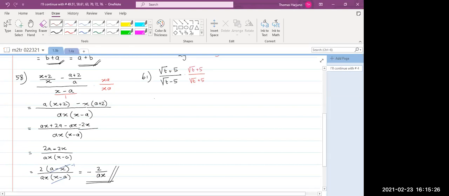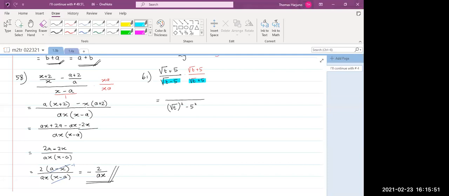Okay, now what's the reason we multiply by the conjugate? So that we can make use of difference of squares. So this will become square root of t being squared minus 5 squared. Right? Do you see that? Blah minus blah, blah plus blah is blah squared minus blah squared.